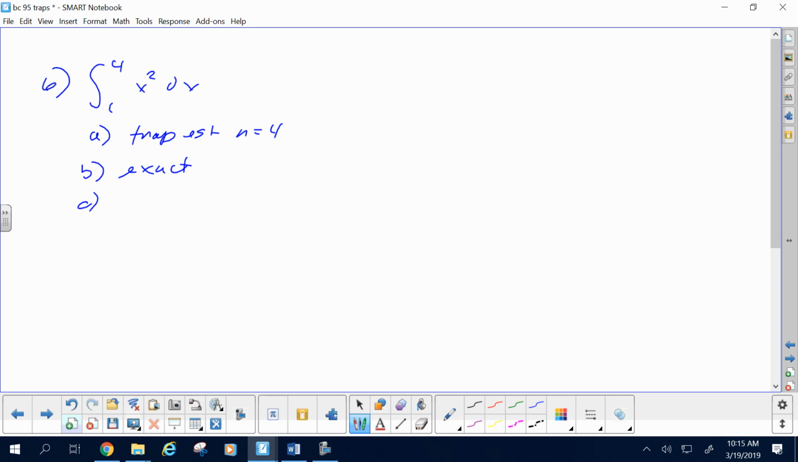C is probably the new stuff. So let's talk about max possible error. The error bound: the error must be less than or equal to, what is b minus a? 3 cubed over 12. What is n?